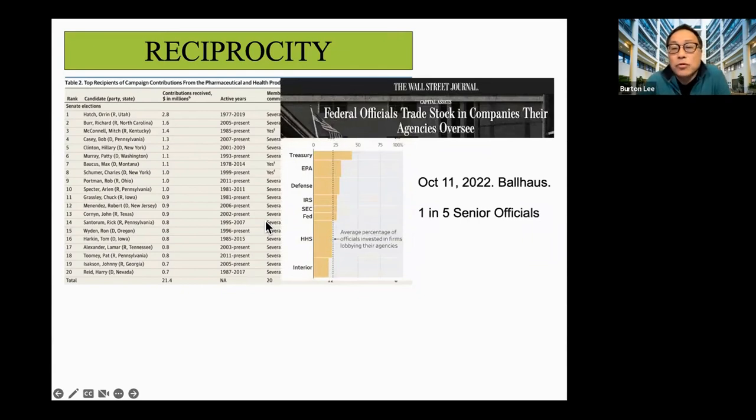More directly is this more recent paper in October of 2022, which talks about federal government officials who actually own and trade stocks in companies that they directly oversee. So I believe this is not supposed to happen, but as you can see, on the average, about 1 in 5, or about 20% of senior officials actually trade stocks in areas that they're supposed to oversee. Now, I'm sure if you were to ask them, does that impact your decision-making? They're all going to say no, but it's hard to really believe that it does not have an impact.